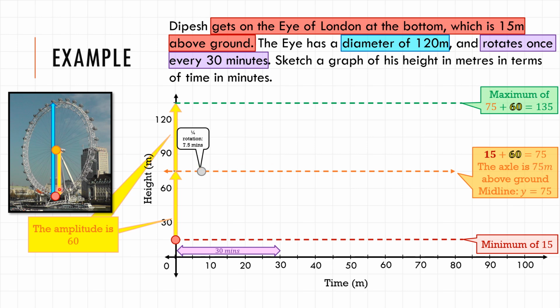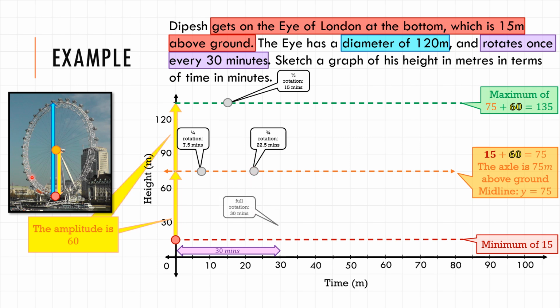After another quarter, so after half a rotation, which would be every 15 minutes, he would be at the maximum. He would be all the way up here, and that is after half a rotation at 135 meters. Now, after 3/4 of a rotation, he'd be coming right back down to here, the same height as the axle once again, which is 75 meters. And that happens 3/4 of 30, which is 3 over 4 times 30, is 22.5. And so after 22.5 minutes, he's going to be right here at 75 meters.